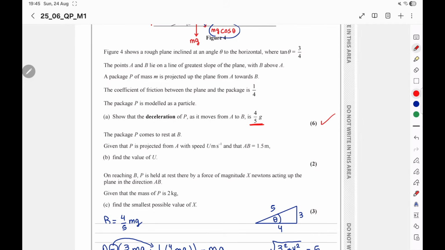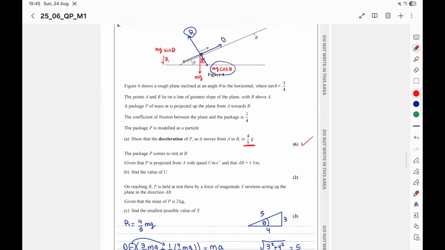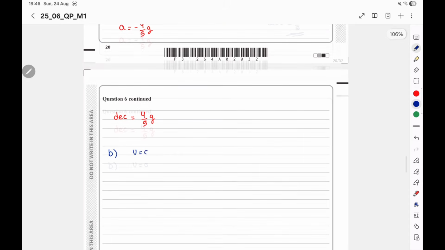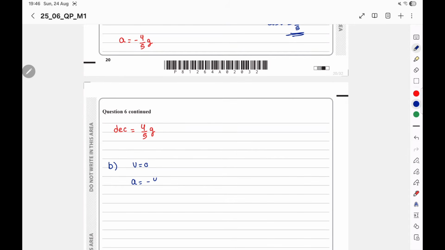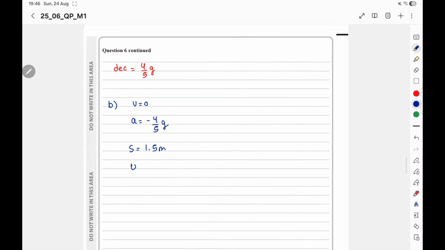Done with part A. Part B, the package P comes to rest at B, which means that the final velocity at B is 0. Given that P is projected from A with a speed u, and that AB is 1.5 meters, find the value of u. This is the part of kinematics. The final velocity is equal to 0, and the acceleration is negative 4 over 5g. Displacement, given that AB is 1.5 meters, find the value of u, the speed of projection.